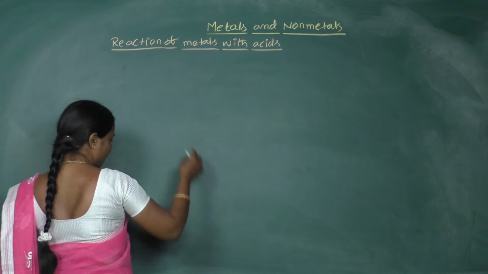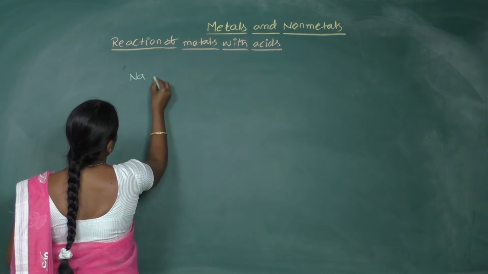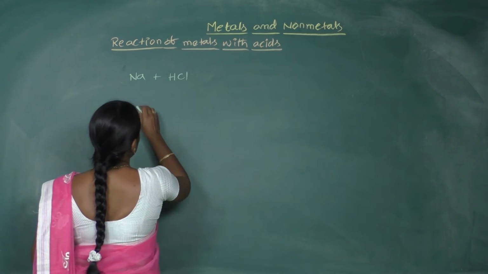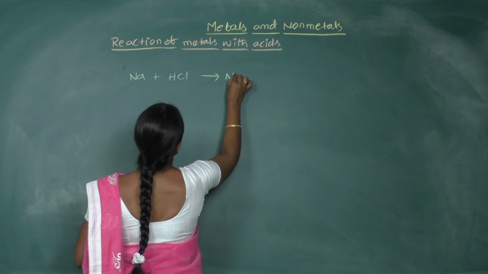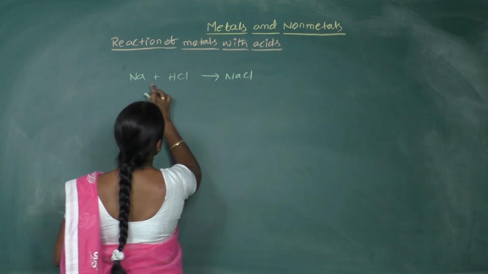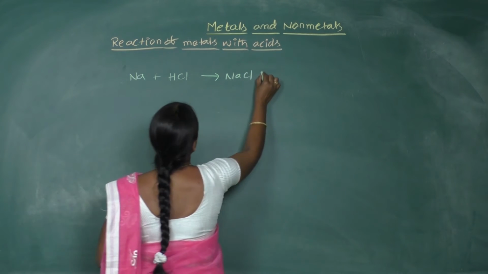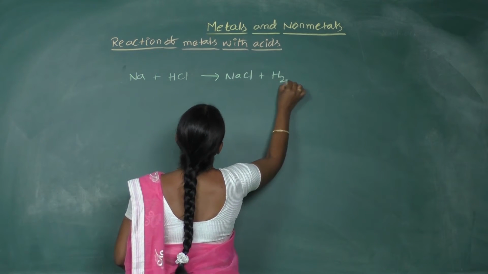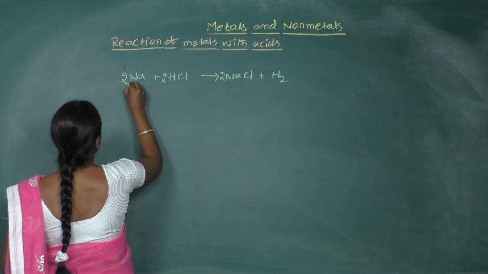For example, I will take a few more reactive metals. If we take the acid HCl, the reaction is just the replacement of hydrogen with sodium, and it releases hydrogen gas. To balance this, I'm just going to take 2 moles.